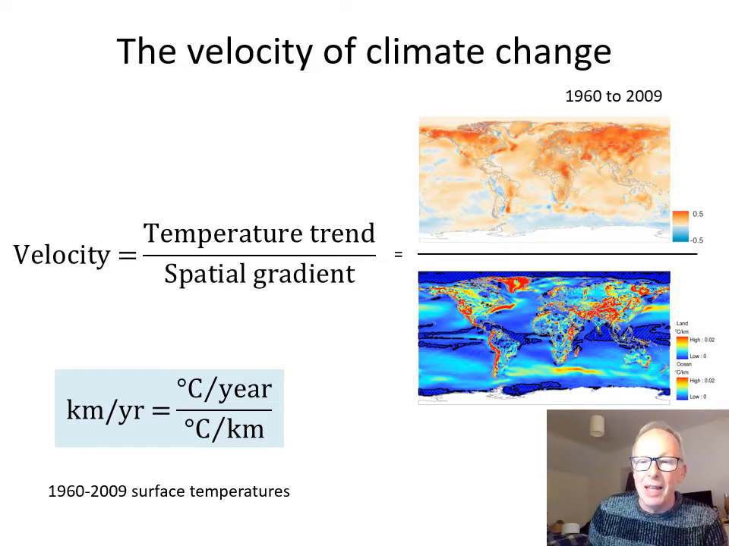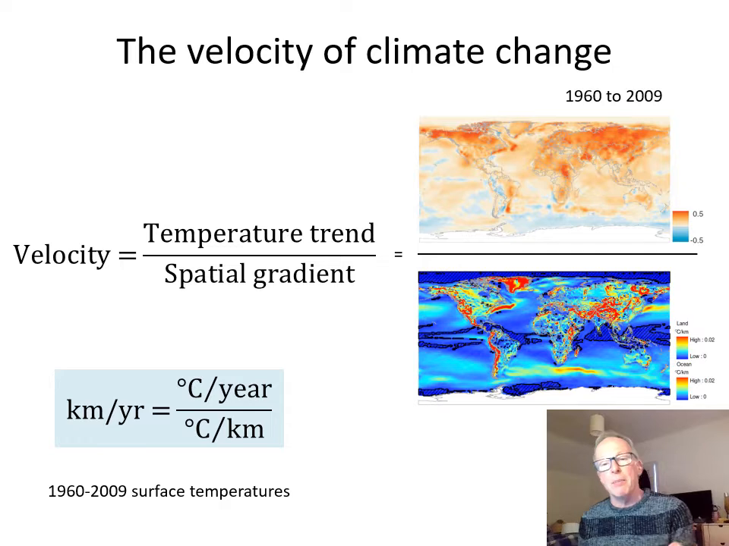And there is a metric which allows us to get a real handle on how fast distributions should be shifting, and it's called the velocity of climate change. It's really just the ratio of the local trend in temperature over time to the spatial gradient in temperature over time. So it gives a metric which is in kilometers per year. It has a direction, which is the same direction as the spatial gradient, and it gives a direct expectation for how far things should shift under climate change.